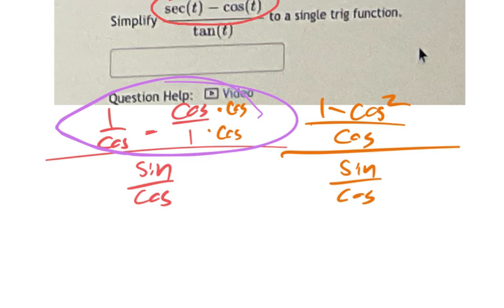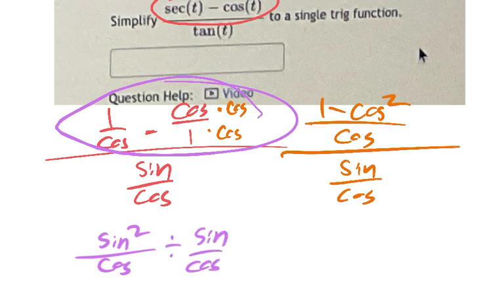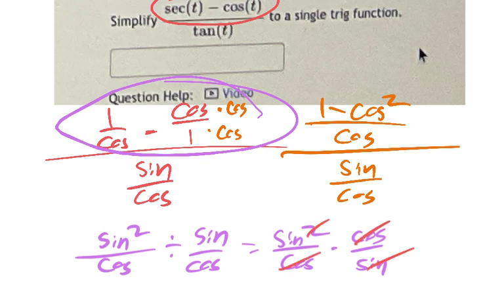Now, this screams Pythagorean identity. That's sine squared. So I'm going to rewrite this as sine squared over cosine, and I'm going to write the second part like I'm a 5th grader. Now it's divided by sine over cosine. Now I can start cross-reducing. Cosines cancel, one of the sines cancels, leaving me with sine of t.